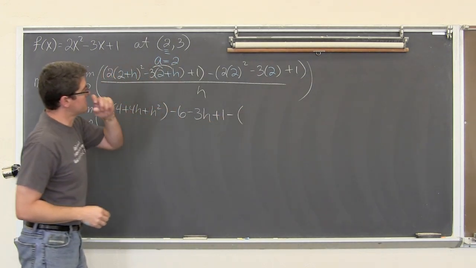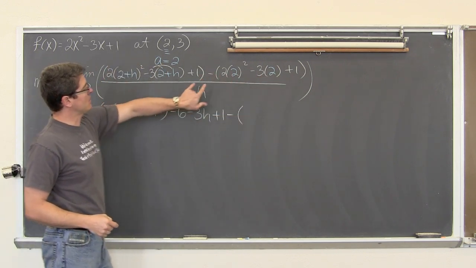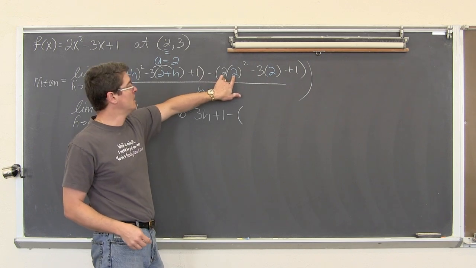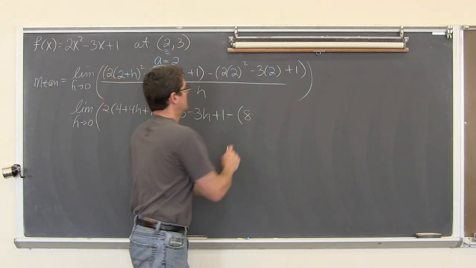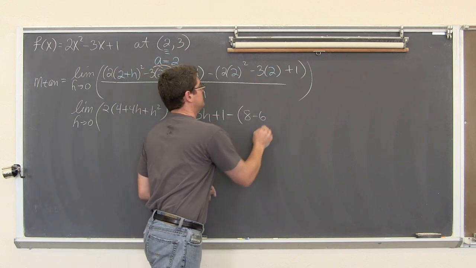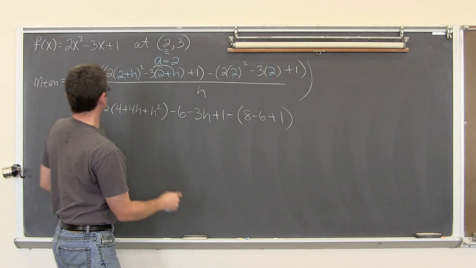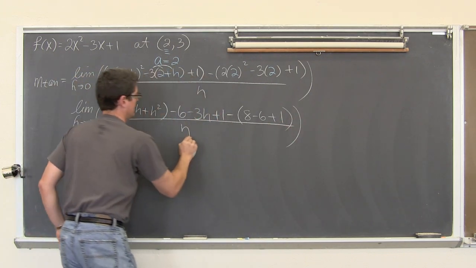Minus, let's see, well this is all arithmetic, so again, I've got a limited amount of space here. I want to make sure I fit it in one screen. 2 squared is 2 times 2, which is 4. 4 times 2 is 8. Minus 6 plus 1. All of that over h.